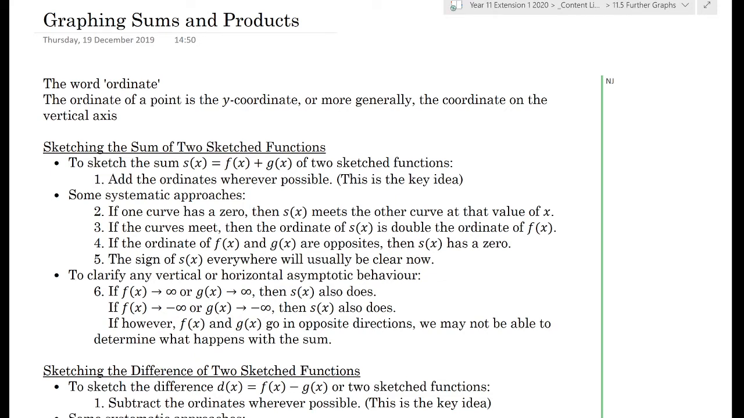If f of x is going to the negative and then g of x goes to the negative, then the sum does as well. So if my function's going this way and the other one's going like that, this one is decreasing quicker, so my sum is actually also going to go like that as well.